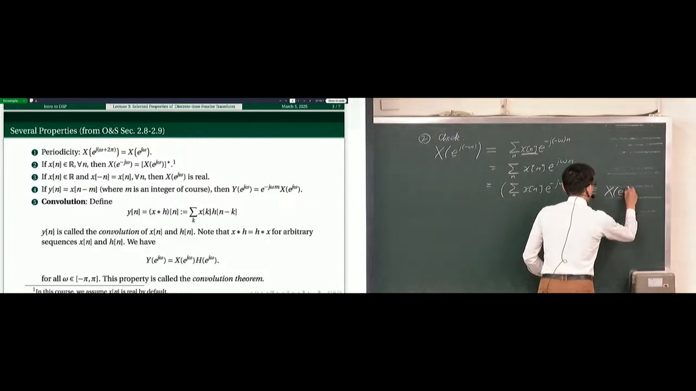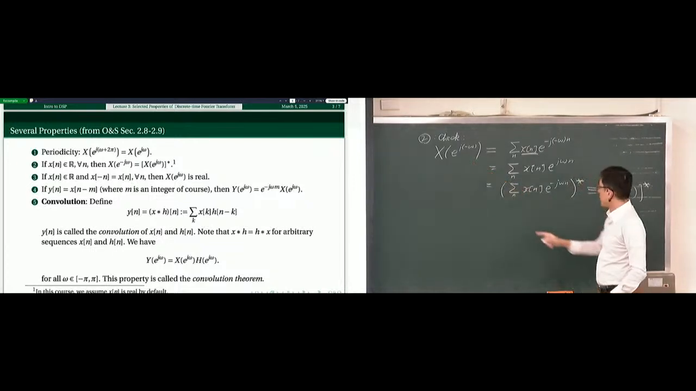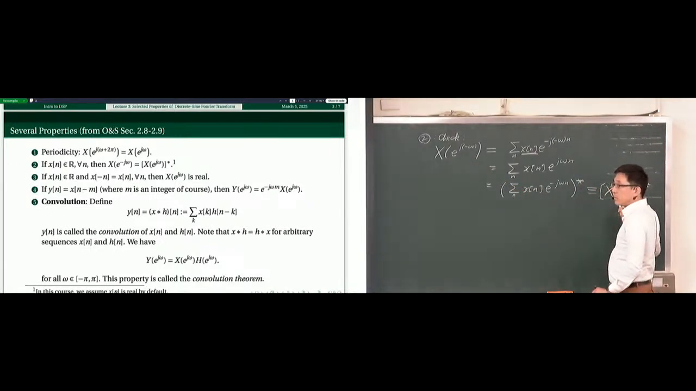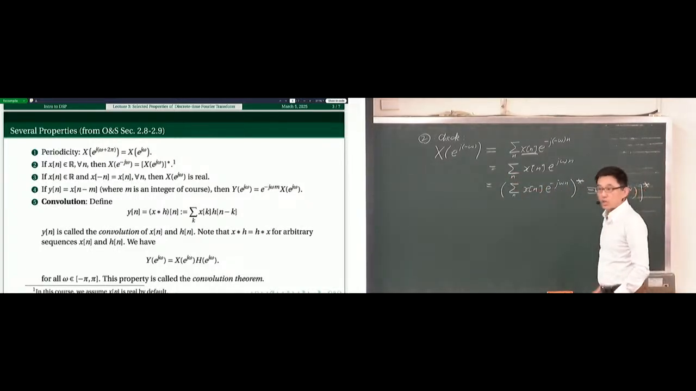Okay. Indeed, when we evaluate the spectrum at negative frequency, it's going to be the same as evaluating it at the positive frequency but conjugated. Okay, so that's the symmetry. When we replace omega with minus omega, the result is the complex conjugate.